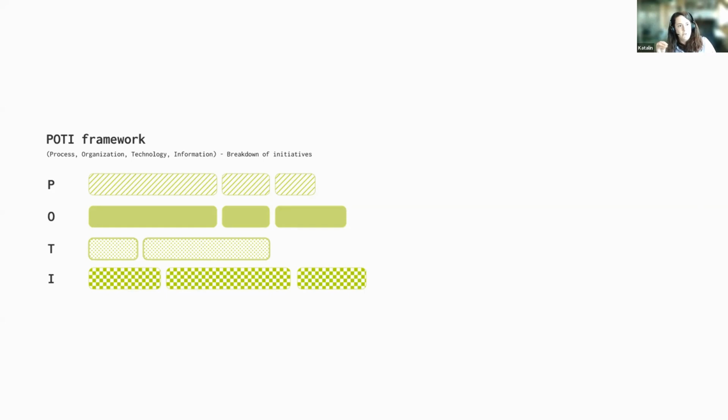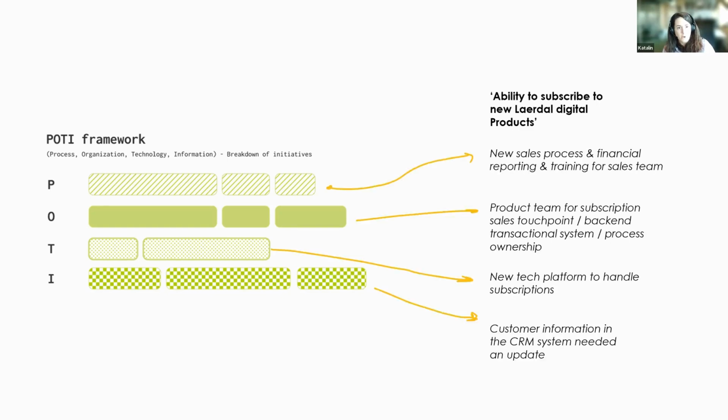So for each of the prioritized and selected initiatives from across the blueprint, we use this POTI to help break down these changes into tangible work packages. So to illustrate this a bit better, I brought a specific example. So I hope this helps to understand a bit more. So for example, for one of our initiatives, which was to provide an ability to subscribe to new digital products for our customers, how does this look like?